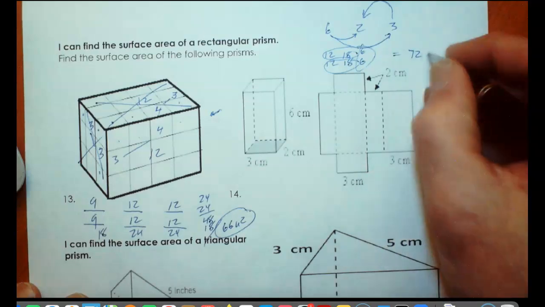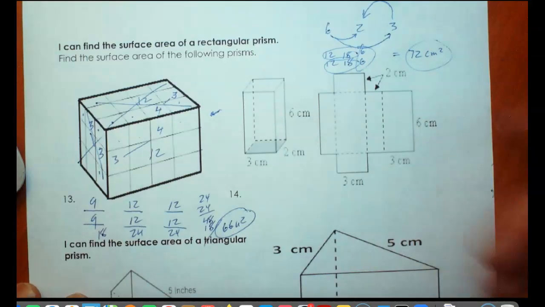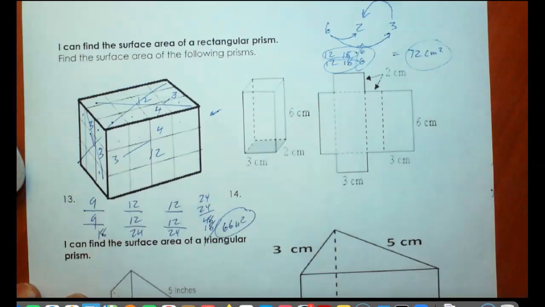That would be centimeters squared. So you can draw them and cross off the sides and use the 6 lines. You can use a speech bubble. Sometimes they give you a net. This looks confusing, but it's really not.